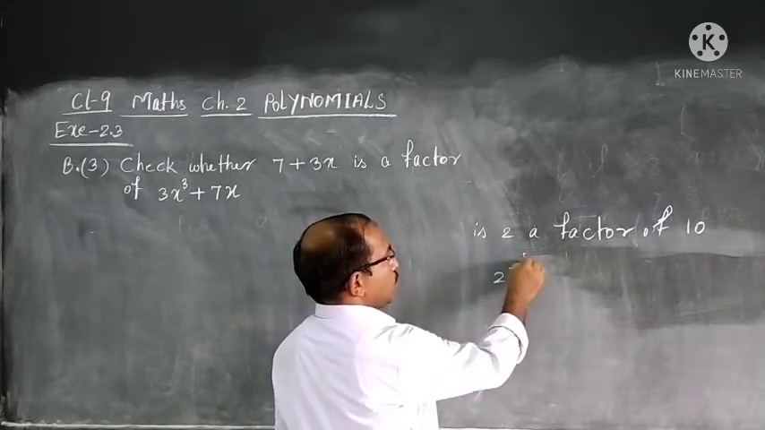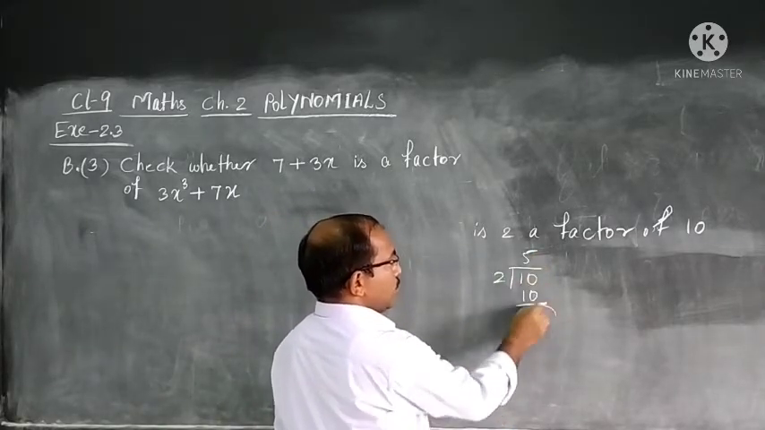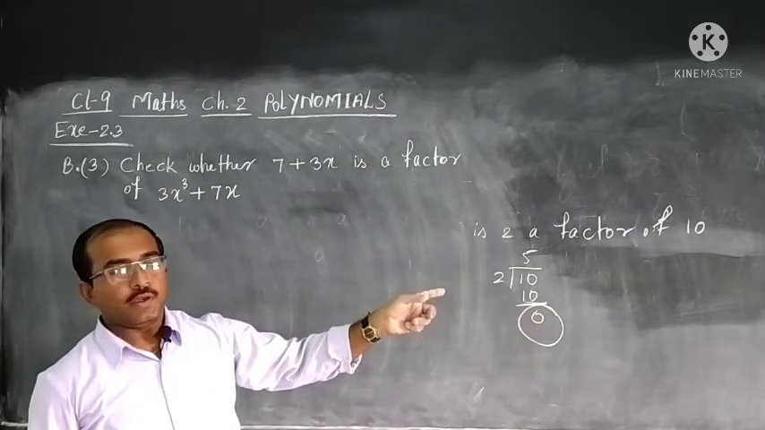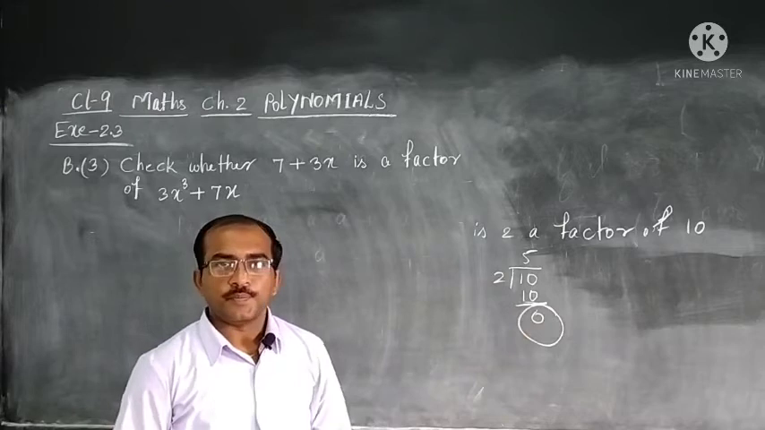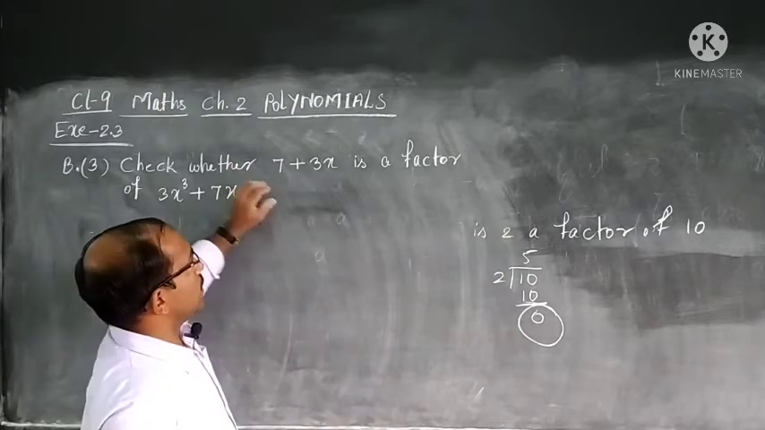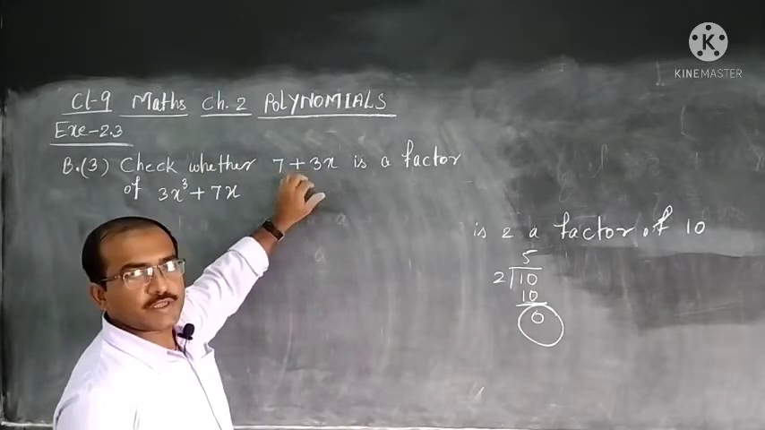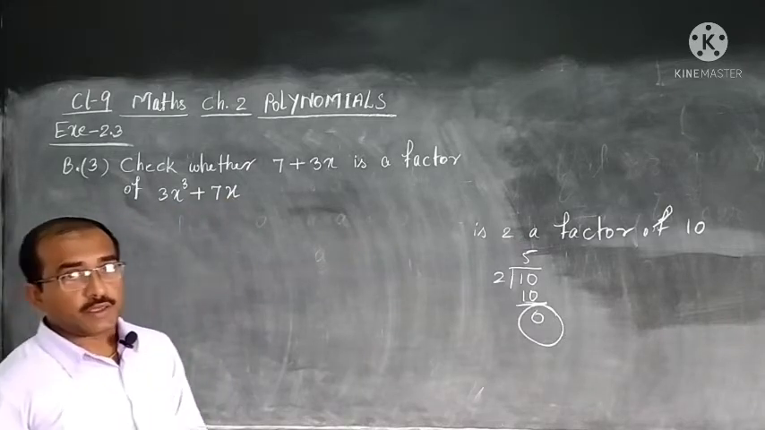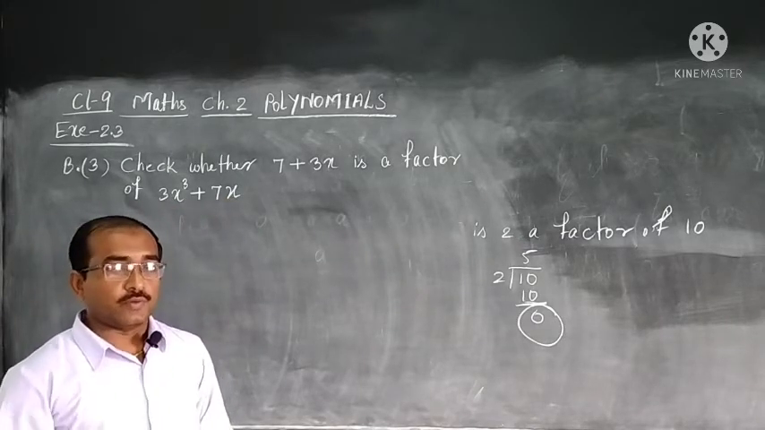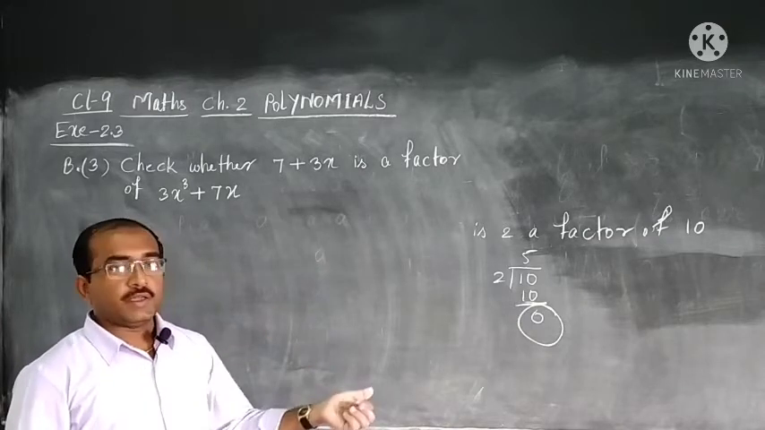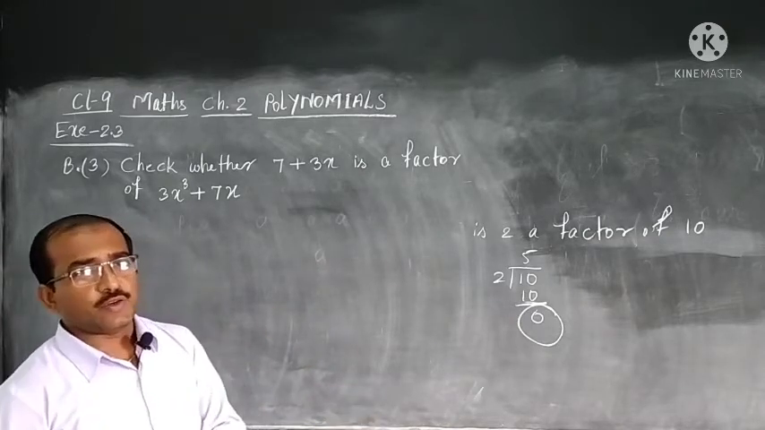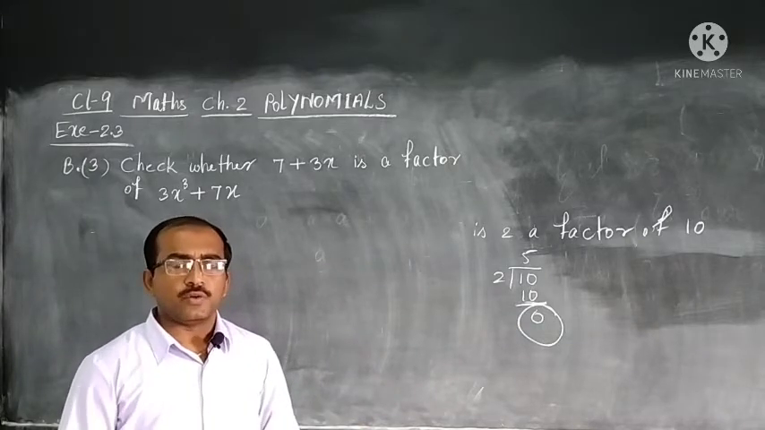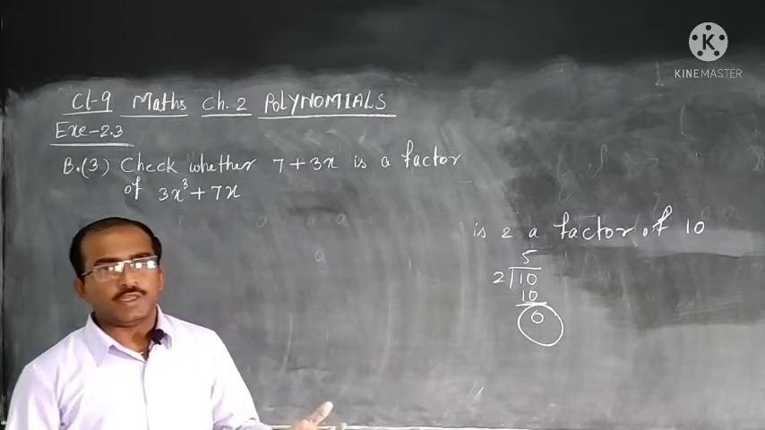10 divided by 2, 2 5s are 10, remainder is 0. That means when the remainder comes 0, we can say one is a factor of another. The same thing here, asking to check whether this term is a factor of this polynomial. That means we need to divide, but we are not allowed to divide. We will use the remainder theorem, find the remainder. If the remainder comes 0, we will say yes, this is a factor. If the remainder does not come 0, anything other than 0, surely that will not be a factor.